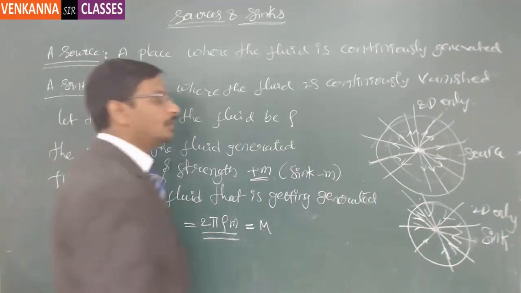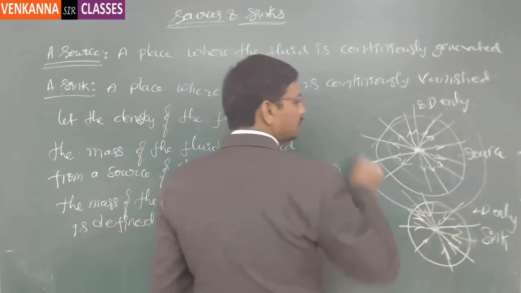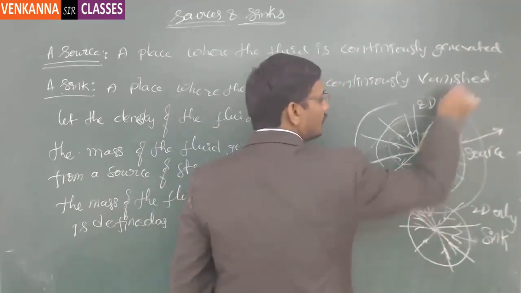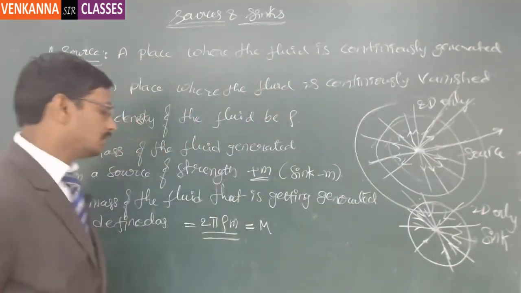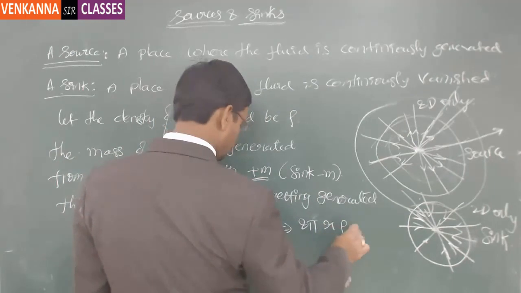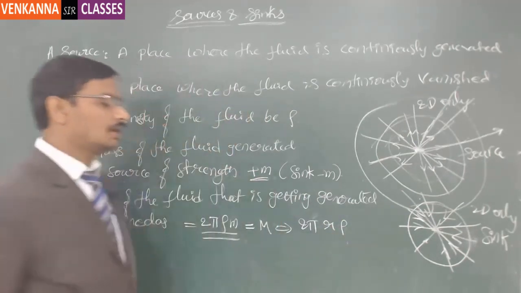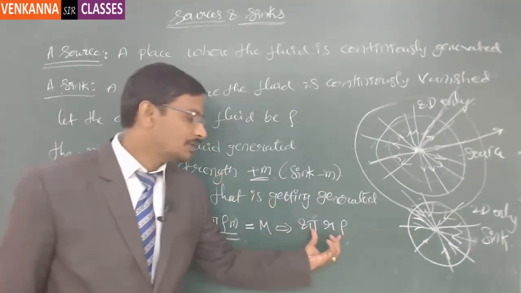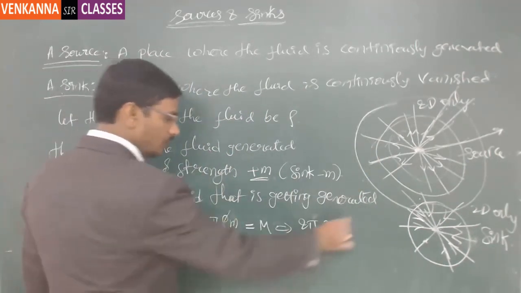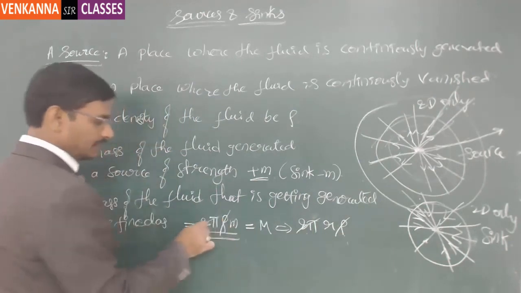Now the same fluid, if you draw one more radius like this, obviously has to cross this outer radius as well, right? That is nothing but 2 pi into r into rho. So this is the mass of the fluid that is getting crossed. Then from these two relations, rho and rho will cancel, 2 pi will cancel, right?